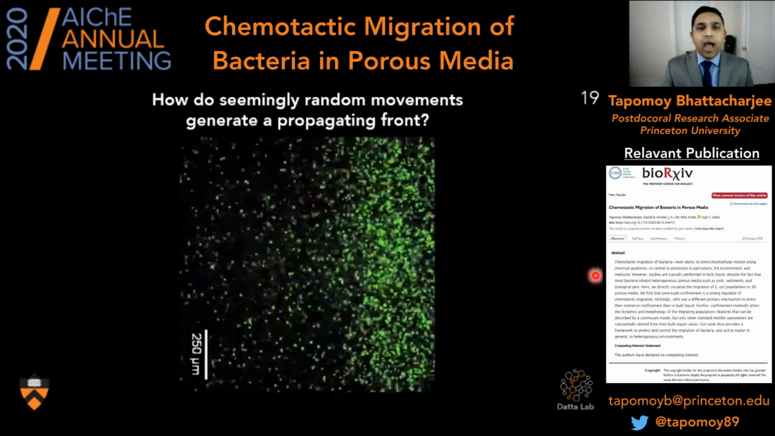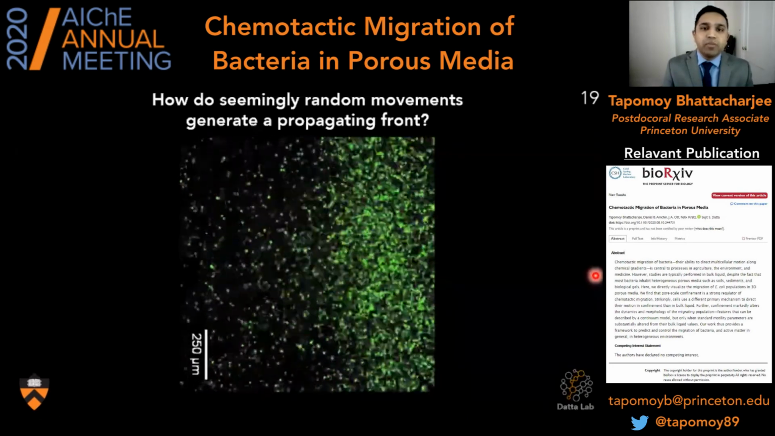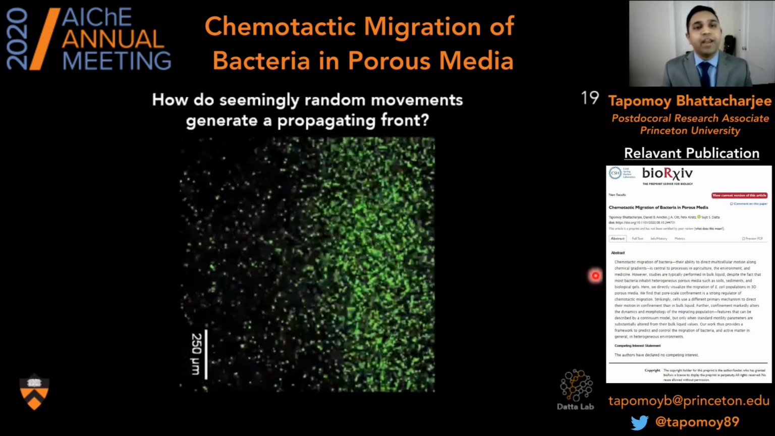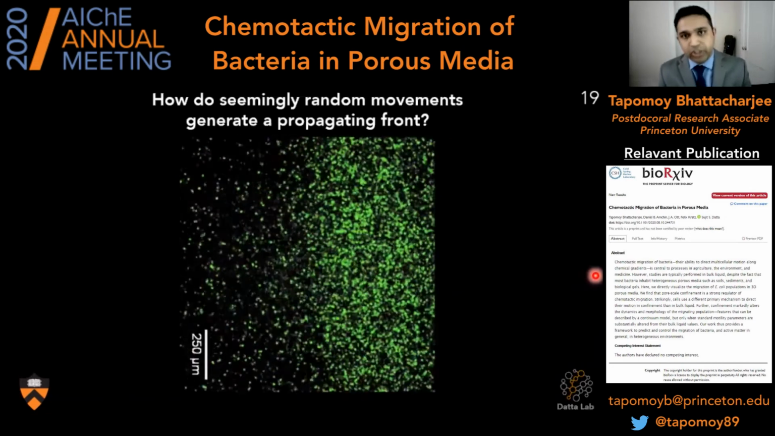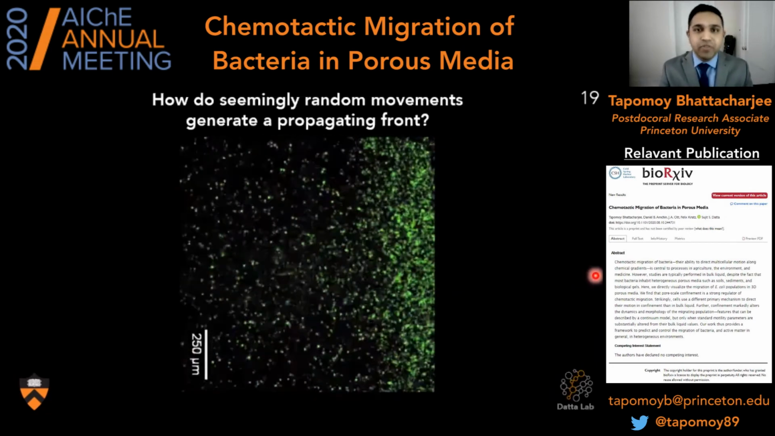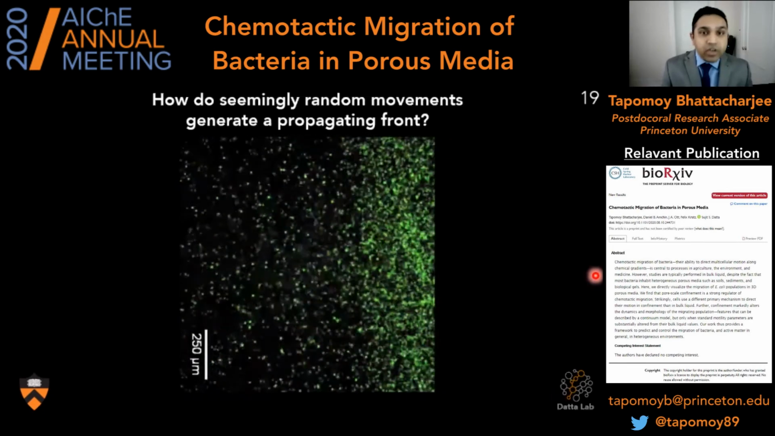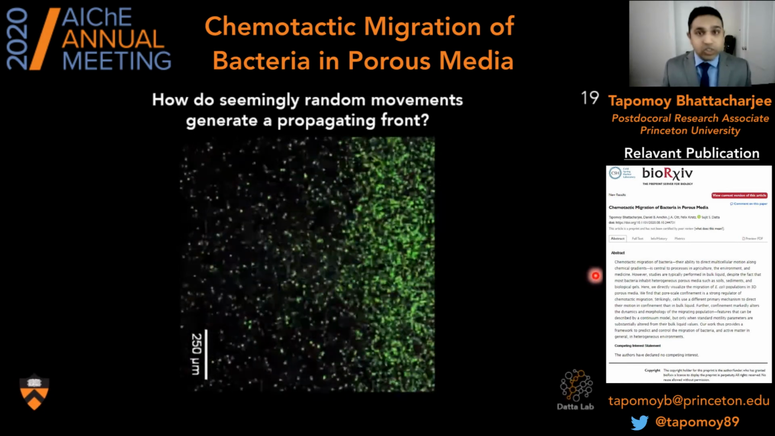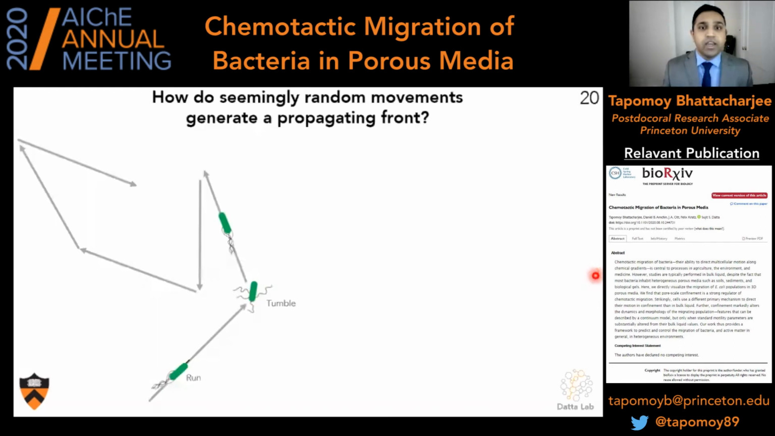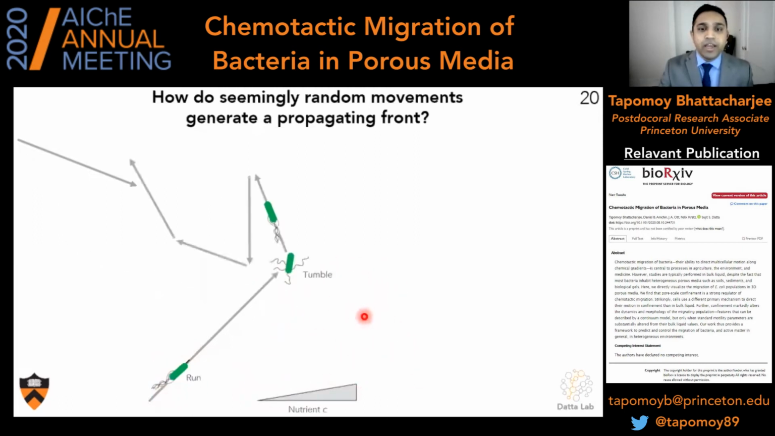Now, how do the seemingly random movements of bacteria generate a propagating front? In more general words, how can bacteria chemotax in porous media? And surely we did not discover chemotaxis. Chemotaxis has been well known for years, and in liquid culture, we know that E. coli cells can chemotax towards a more nutrient-rich zone by simply elongating their runs towards the more nutrient-rich zone.